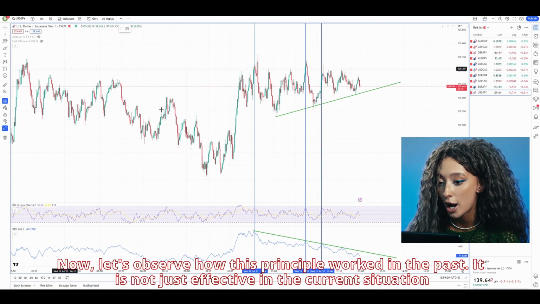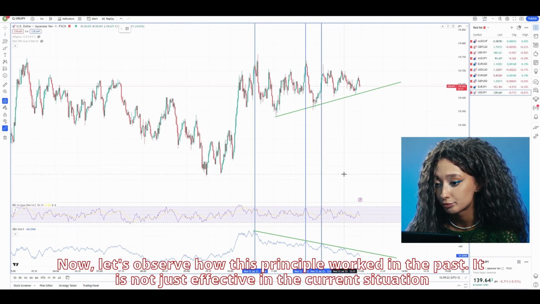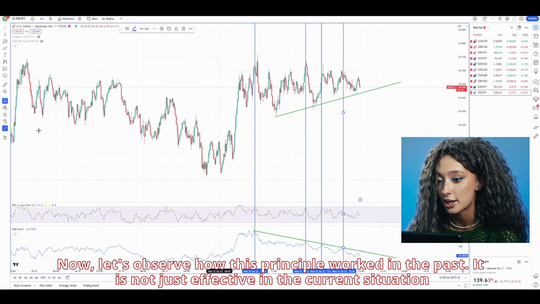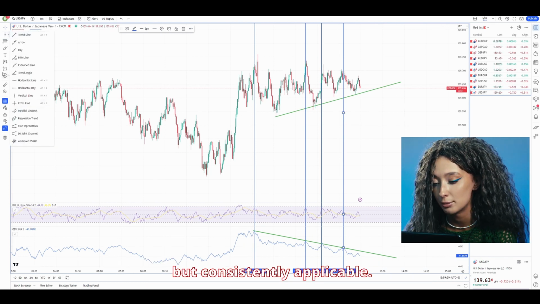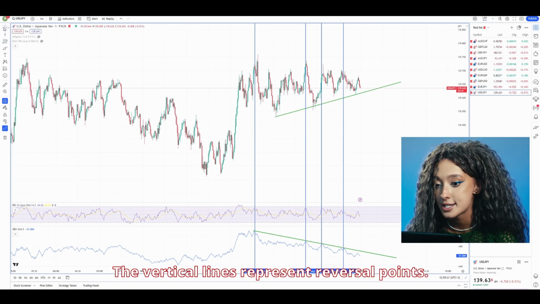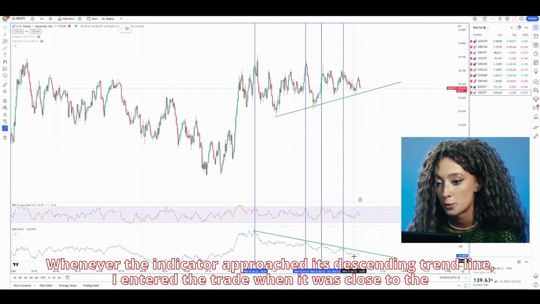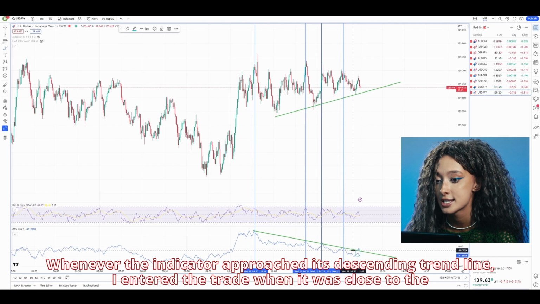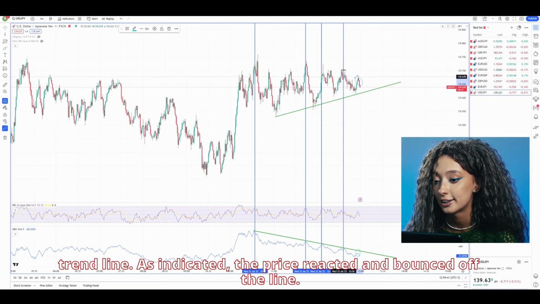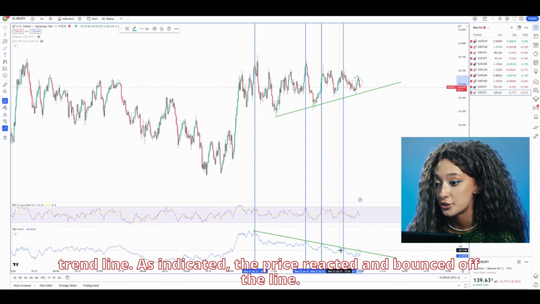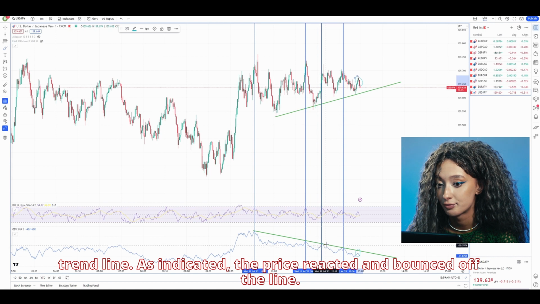Now let's observe how this principle worked in the past. It's not just effective in the current situation, but constantly applicable. The vertical lines represent reversal points. Whenever the indicator approached its descending trend line, I entered the trade when it was close to the trend line. As indicated, the price reached and bounced off the line.